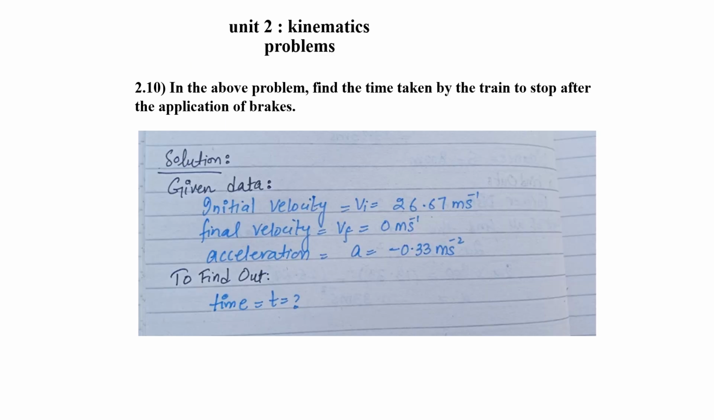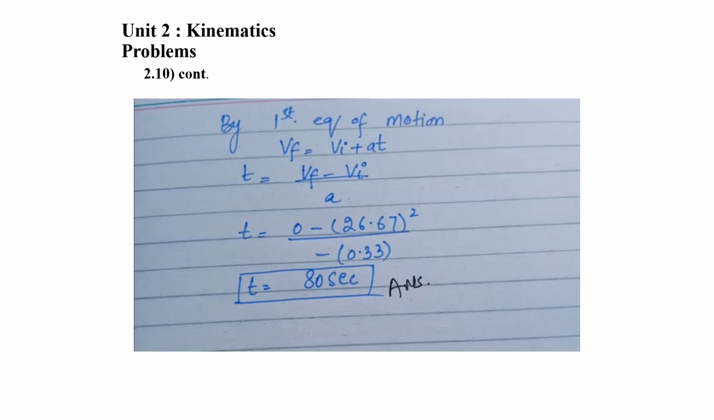So problem 2.10 is: in the above problem, it means you have to use the data of problem 2.9. Find the time taken by the train to stop. It means when it stops, its final velocity will be equal to 0 meters per second after application of the brakes. Vi is given, that is 26.67. We are using the previous data, and the acceleration that we calculated in 2.9, that is a is equal to minus 0.33 meters per second squared. Now for time, we will use the first equation of motion, Vf is equal to Vi plus at. Just substitute the values and you will get the answer t is equal to 80 seconds.